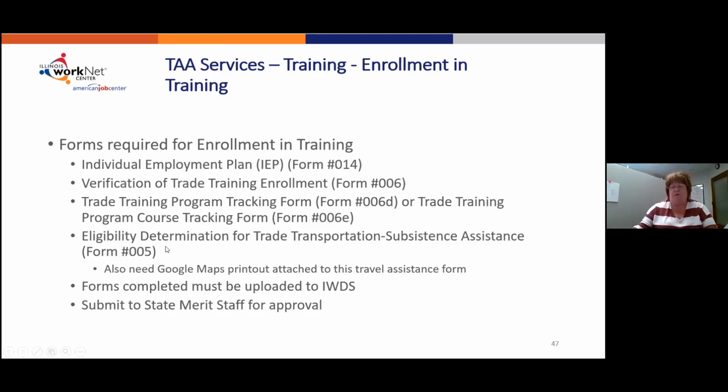The Form 5, which is your eligibility determination for travel assistance, and you need the Google Maps, of course, any time you do that Form 5. The forms must be completed and uploaded in IWDS for our review, and you submit to State Merit Staff for approval to enroll them in training.